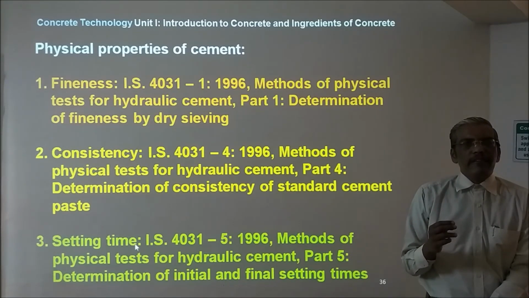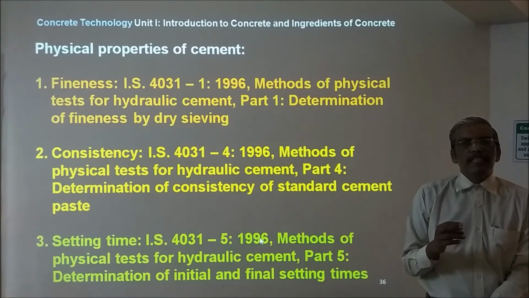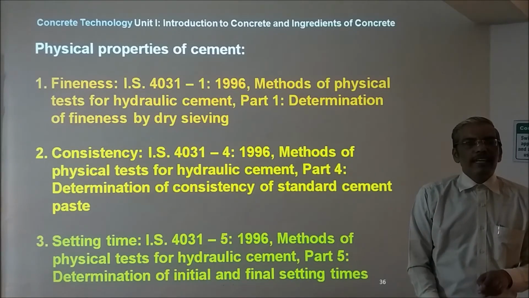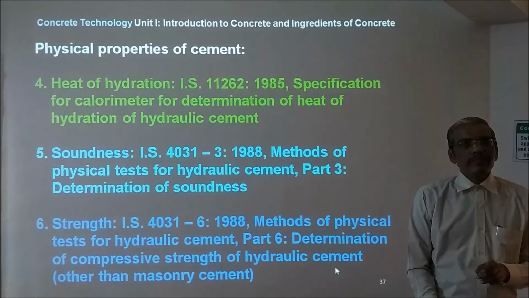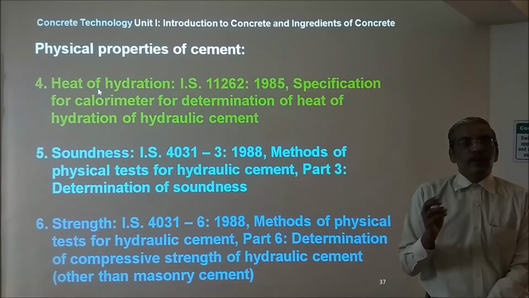It can be determined by using the IS code 4031 Part 5. It is published in the year 1996. The title is Methods of Physical Test for Hydraulic Cement. Part 5 includes determination of initial and final setting times. The fourth physical property is hydration of the cement.